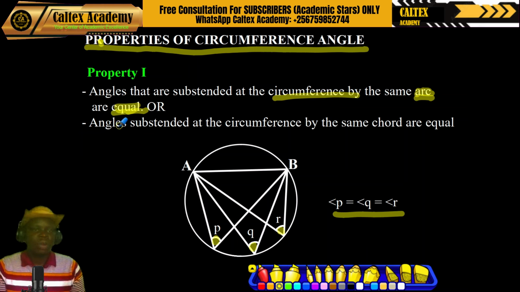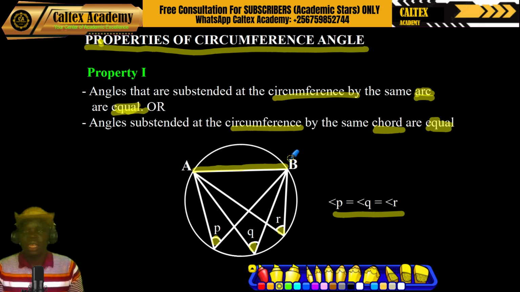Then the second way of saying the same property is: angles subtended at the circumference by the same chord are equal. This is the chord AB. When we subtend from A to this point and back to B, also from A at a different point on the circumference back to B, and again from A at the next point on the circumference back to B, we will always obtain the same angles. So these are two ways of seeing the same property. I hope we have gotten it well and can apply it in any given question.